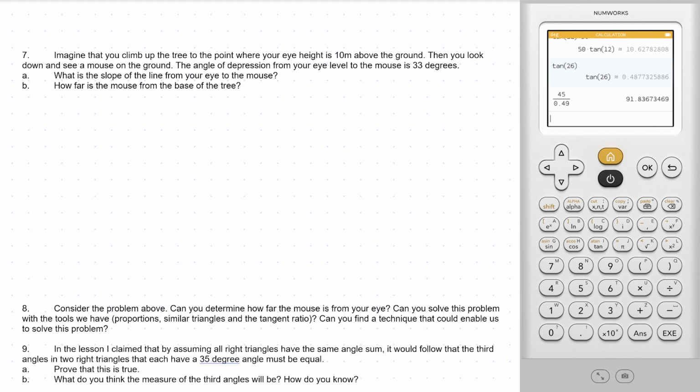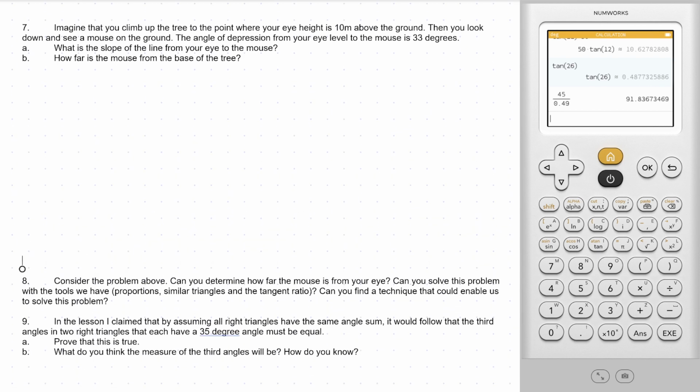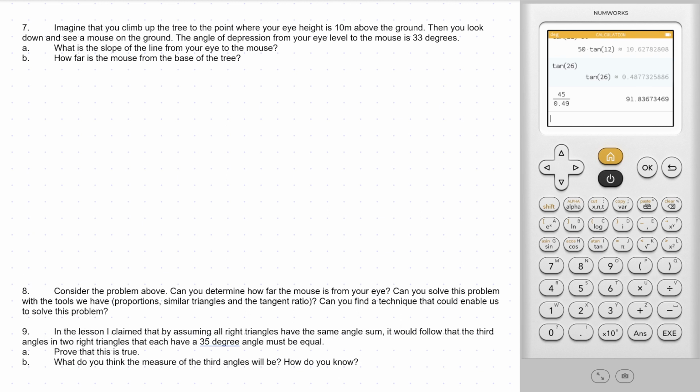Okay. So number 7, imagine you climb a tree to the point where your eye height is 10 meters above the ground. And you look down and see a mouse on the ground. The angle of depression from your eye level is 33 degrees. Okay, so we're 10 meters above the ground. So here we go. So you definitely draw a diagram here. I'm going to draw, this is the ground. Ground might not be totally flat, but we'll draw it pretty flat.